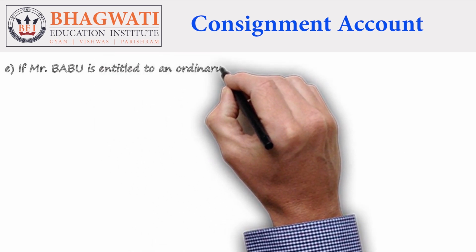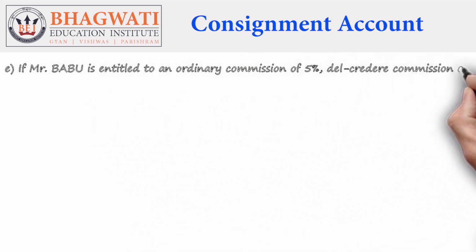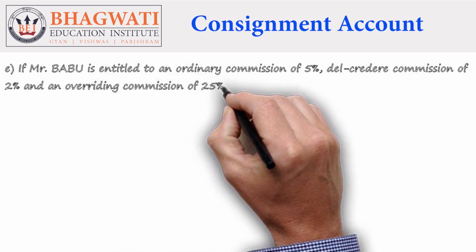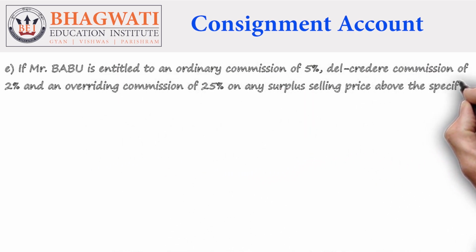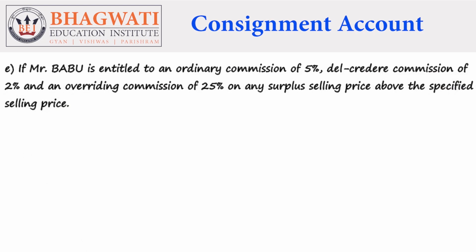If Mr. Babu is entitled to an ordinary commission of 5%, Del credere commission of 2%, and an overriding commission of 25% on any surplus price above the specified selling price. Now, first two, there is no problem. Commission 5% and 2%, we can merge and we can directly calculate 7%. Now, here we have introduced the last type of commission, which is overriding commission. Overriding commission is 25% on surplus selling price above the specified selling price.